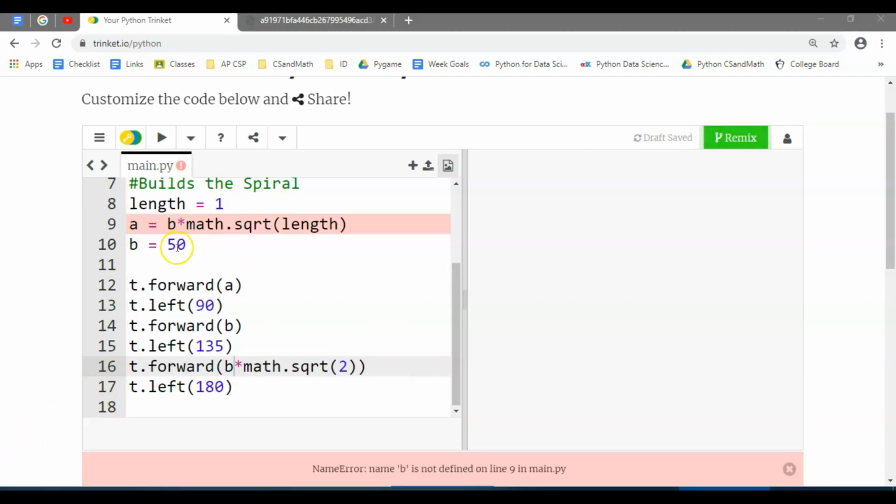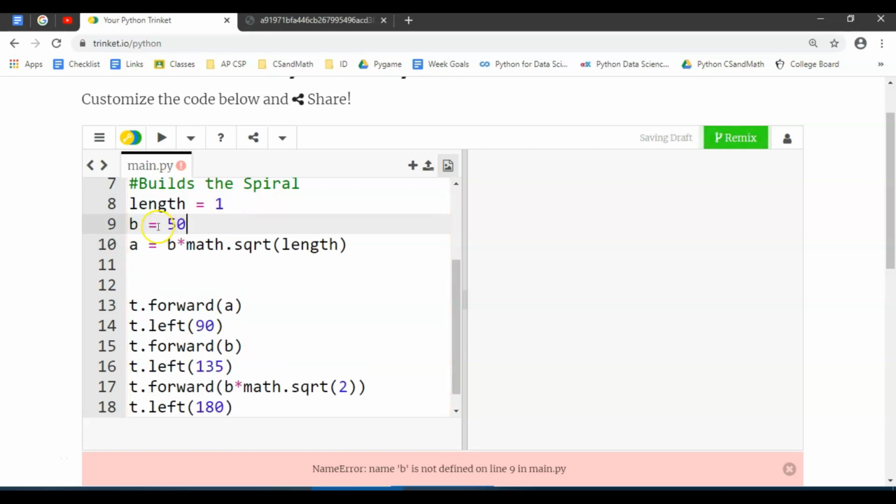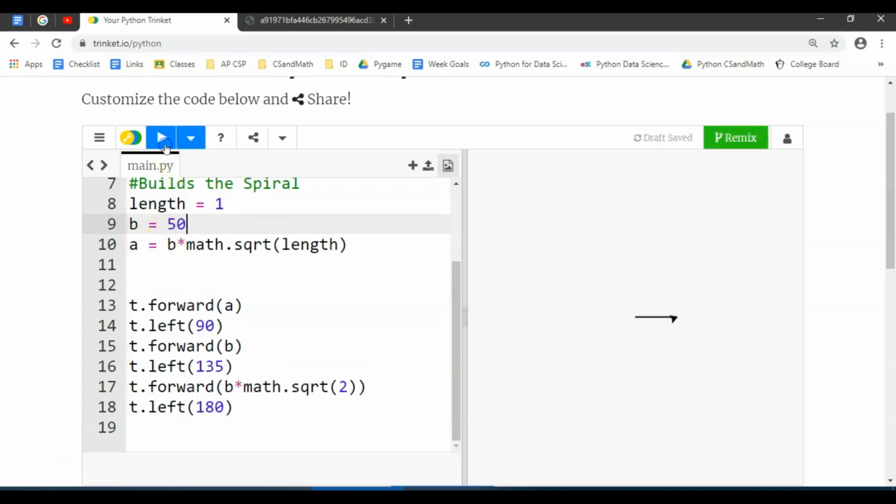It's worth noting that if we tried to run this right here, it would produce an error, because the definition of A actually uses B. So in terms of declaration, we should define B before we use it here. And then we get this base triangle set up.